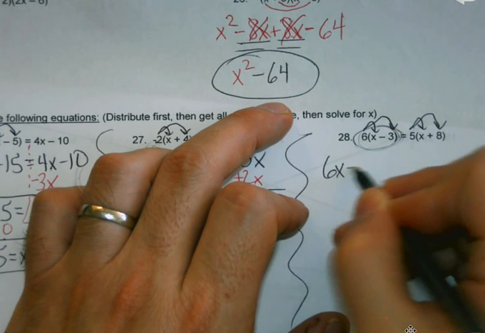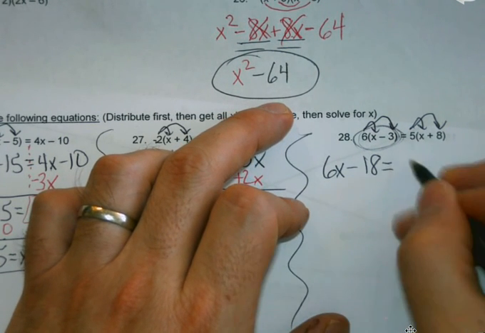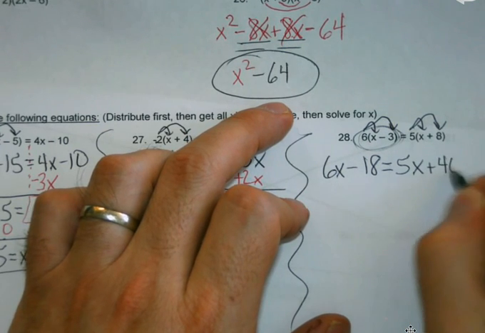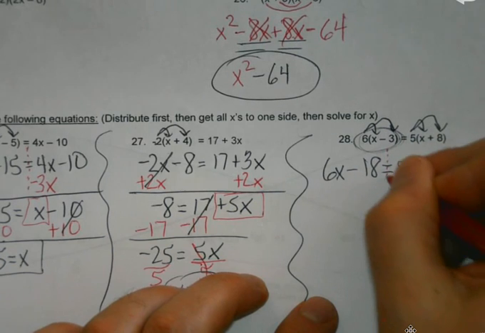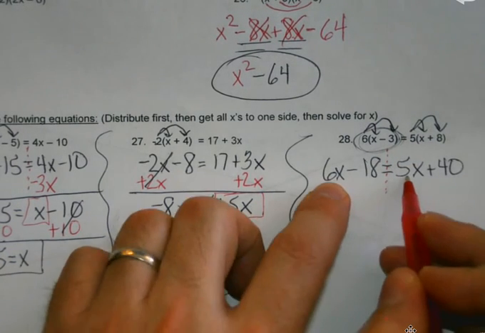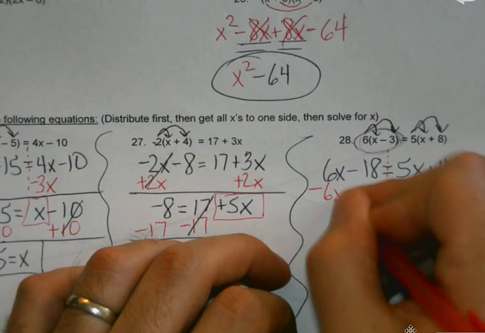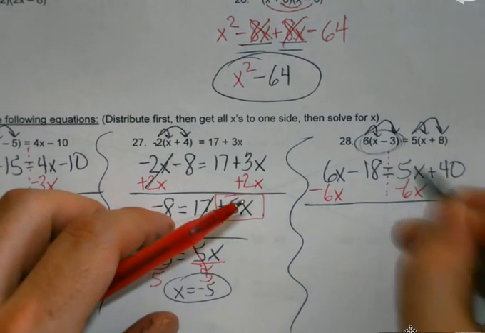Okay, 6x minus 18. Okay, and then 5x and 5 times 8, distribute is multiply, is 40. Now again, I want to get all my x's together. So what's one way I could do that? I've got to do an opposite to one of my, what's that? Okay, we could minus 6, that's an option. If some of you minus 5 going the other way, that would work too.